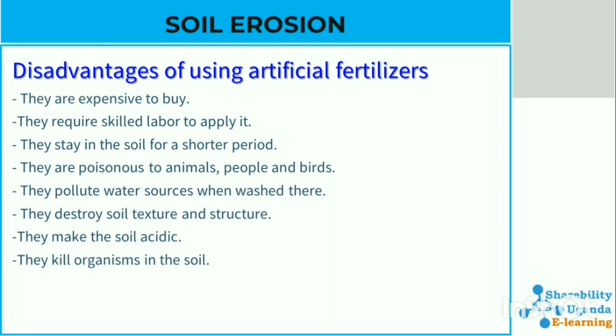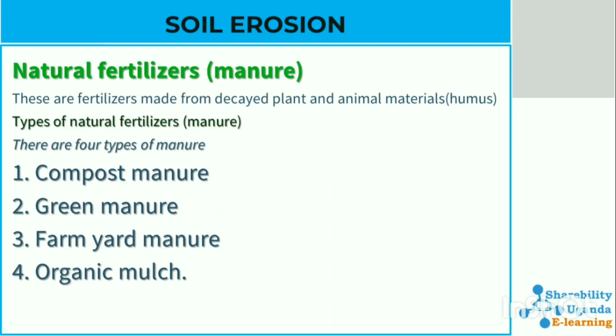They stay in the soil for a shorter period of time, so they constantly need to be reapplied. They are poisonous to animals, people, and birds. They pollute water sources when washed there due to soil erosion. They destroy soil texture and structure. They make the soil acidic. After a long period of use, the soil becomes acidic. They kill organisms in the soil.